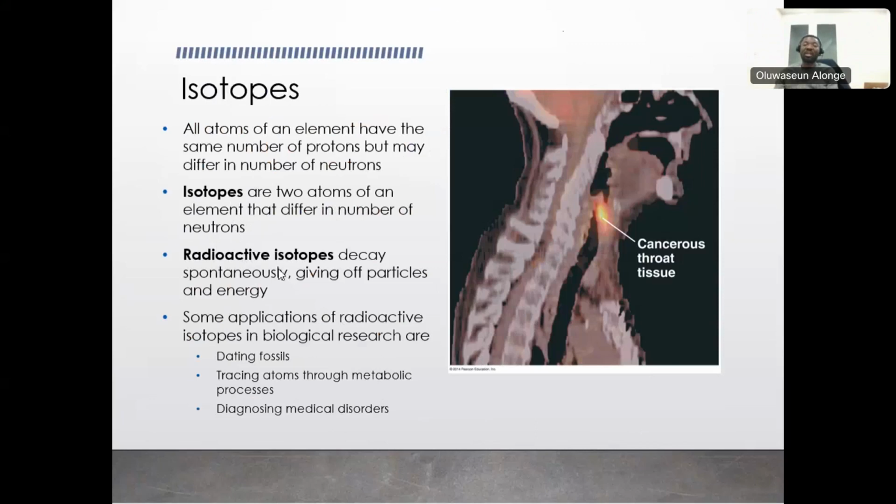All right, so radioactive isotopes decay spontaneously, giving off particles and energy. Some of their applications are in dating fossils, in tracing atoms through metabolic processes, and in diagnosing medical disorders.